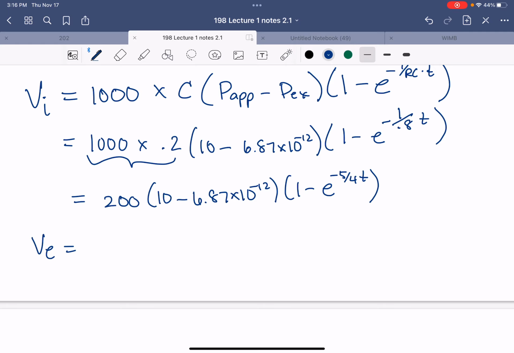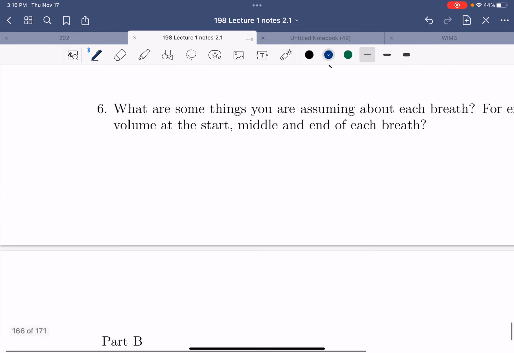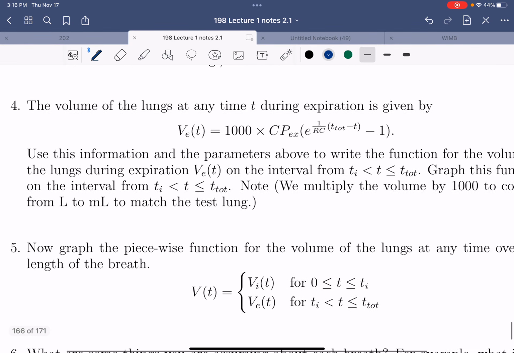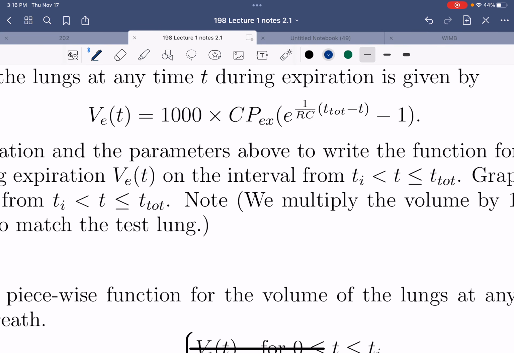Then we want the VE, which is going to be similar, but slightly different because there's no PAP. Remember, we talked about the fact that when you exhale, there is no applied pressure at the airway. So there shouldn't be a PAP here. And so you can see the difference. You've got 1,000 times C times PEX, and then the e term minus 1.